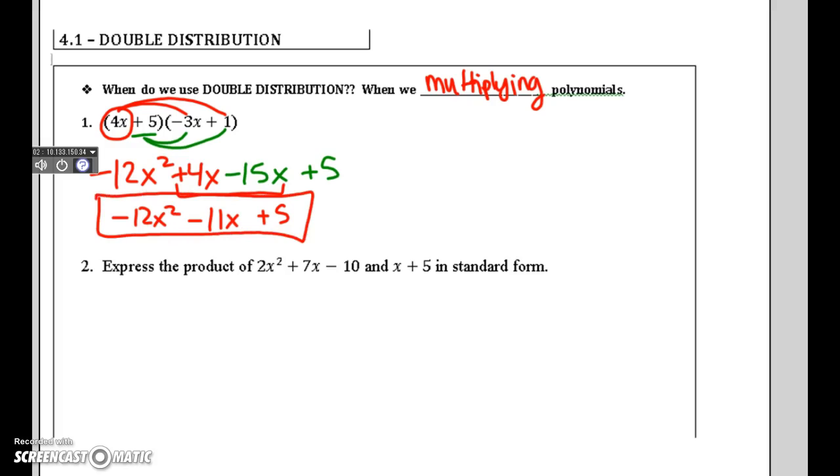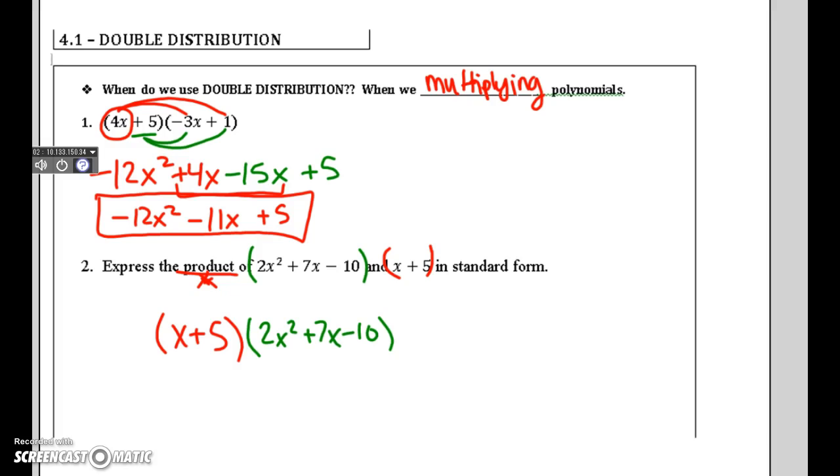Looking at number 2, express the product of 2x squared plus 7x minus 10 and x plus 5 in standard form. So I know that product means multiplication, so I want to go ahead and multiply both of these polynomials. I'm going to take my binomial x plus 5 and put it up front, and my trinomial 2x squared plus 7x minus 10, and I want to multiply these together. Okay. So this is different from the first one because now we have a binomial times a trinomial. However, the process is the same.